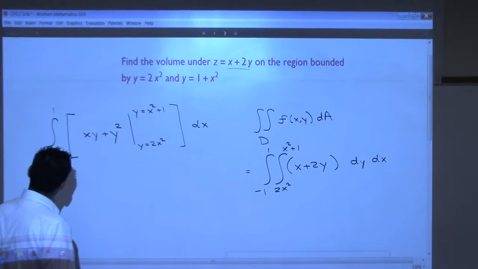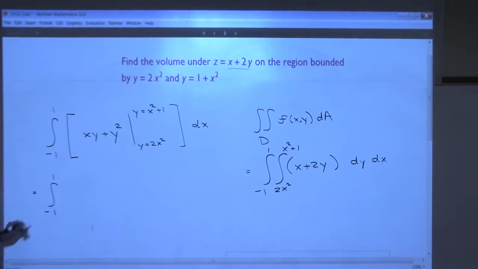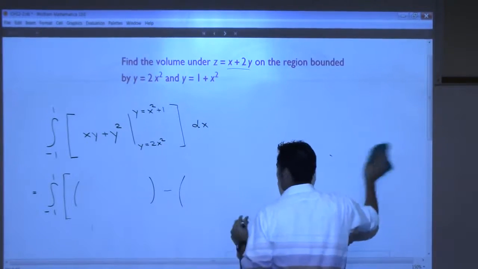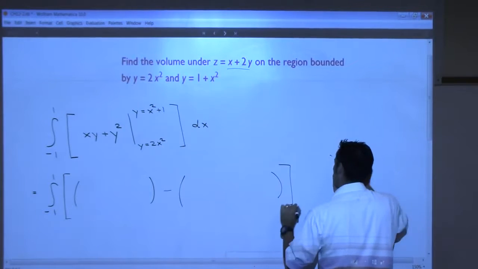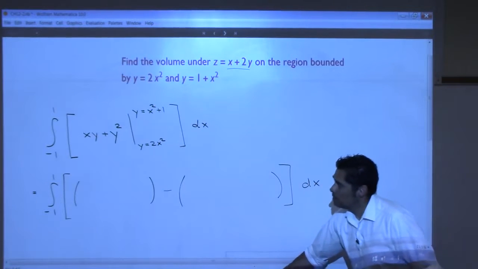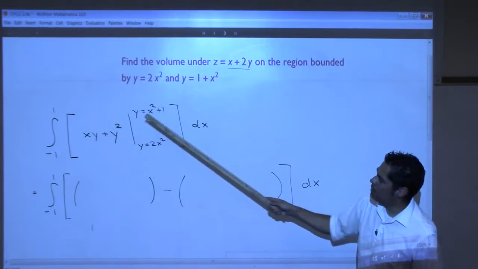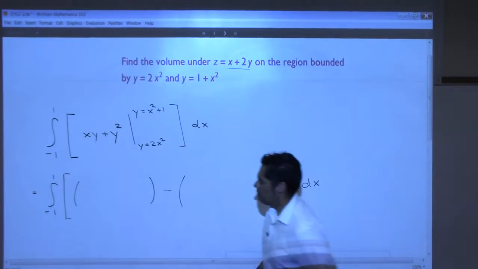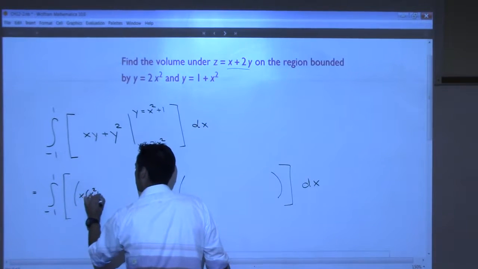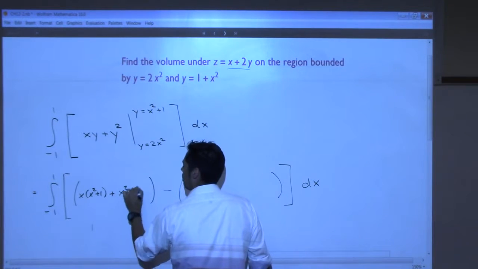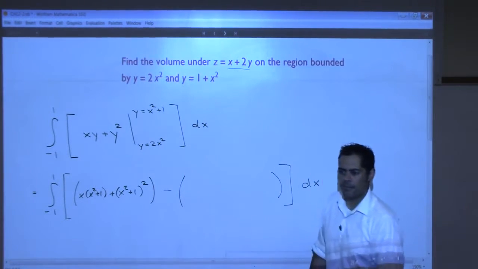So this will be equal to the integral from -1 to 1, and then bracket. I will have two things when I'm done that I have to subtract. Figure out what that is, dx. So let's plug into this expression for y, x squared plus 1. Okay? So x times x squared plus 1, and then plus y squared, so plus x squared plus 1, squared. Everyone see that?